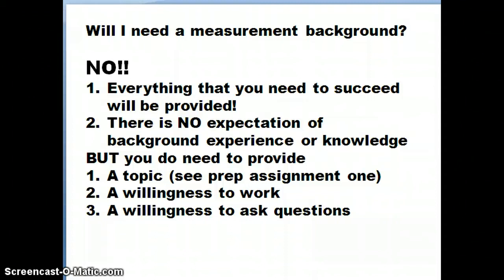But here are some things you do need to provide. Number one, you need a topic, and you will need to look at prep assignment number 1, because it's very clear in saying you need to outline for me a topic or a problem situation that you could use as a basis for projects in the class. So it could be a question.